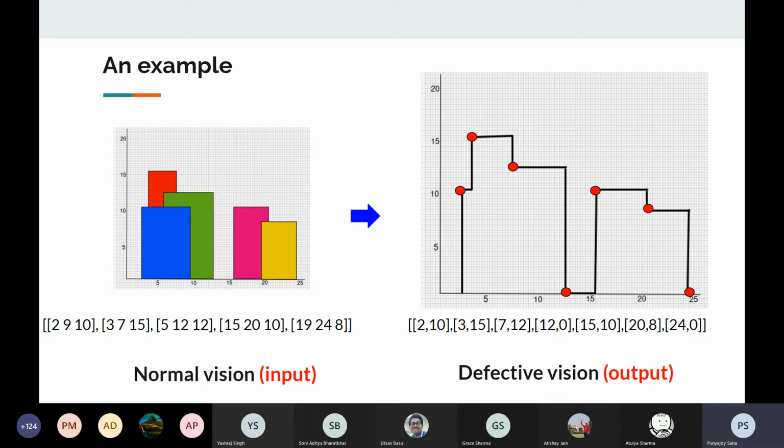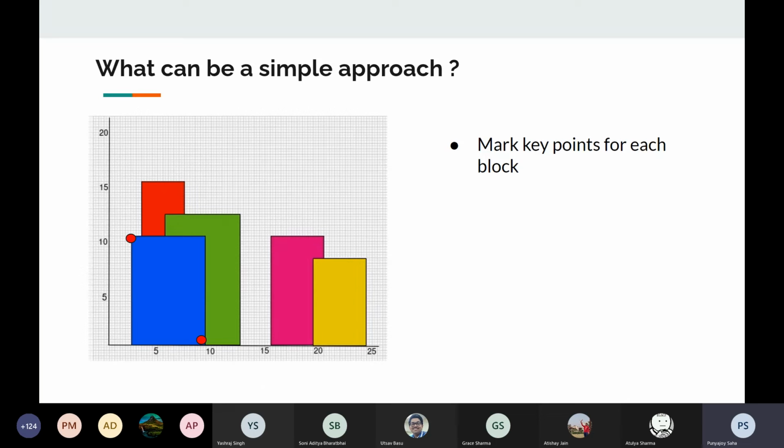Okay, let's move ahead. Let's think of a very simple approach. Can anyone tell what can be a very simple approach? You already know this is a divide and conquer tutorial, so we will move to that part, but let us first try to understand what can be a very simple approach.